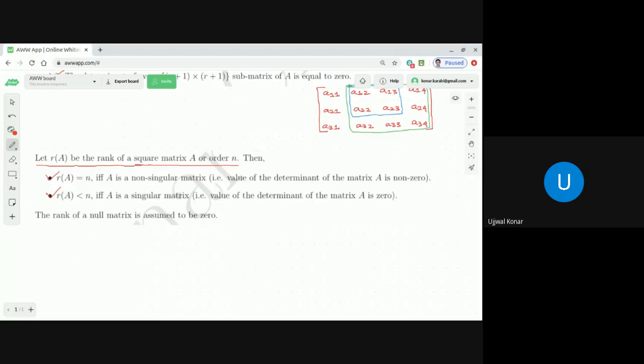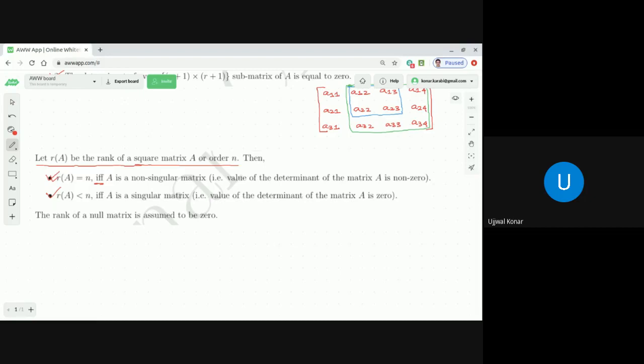If we see that A is a non-singular matrix, then we can say the rank of that matrix A is n. Or if A is a singular matrix, that means the value of the determinant of that square matrix of order n is zero, then the rank of that matrix must be less than n. The word we are using here is iff, that means if and only if, so the converse of that statement is also true. If we focus on the first statement, RA equal to n means the rank of that matrix is equal to n.